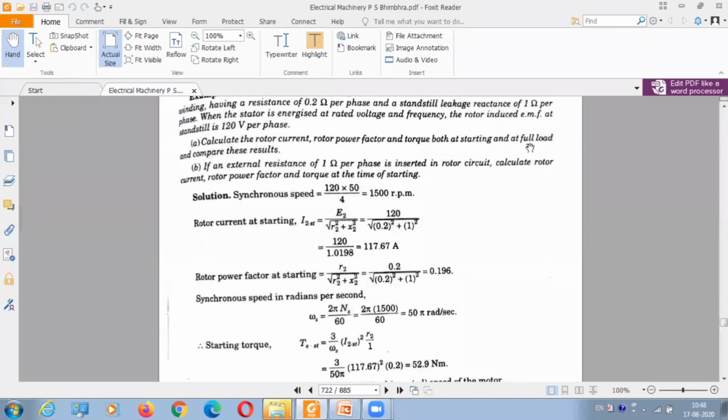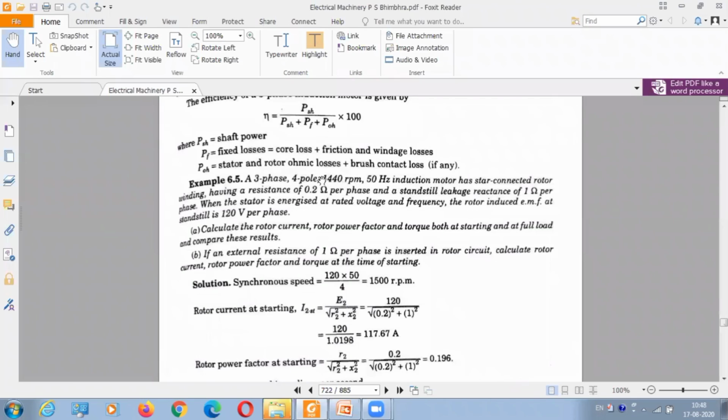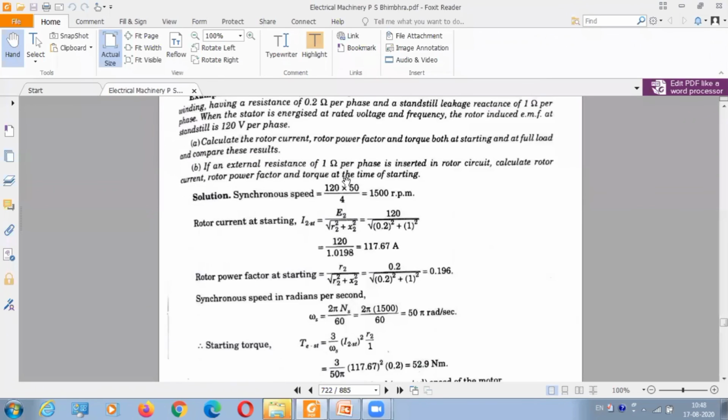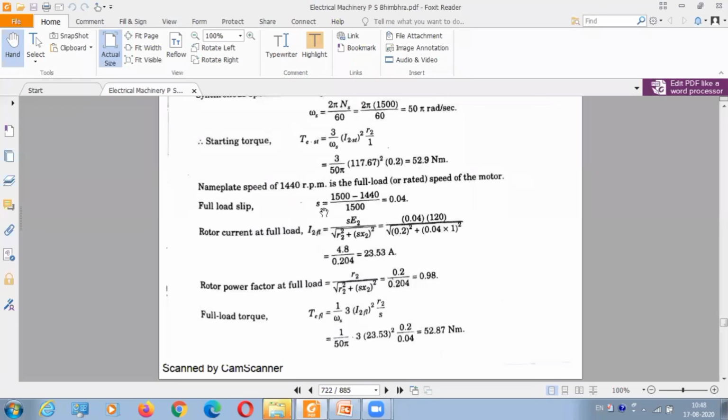Now we are also told to find out at full load. Full load speed means this one only. No other speed is given. That means you have to consider this as full load speed only. So this is NR, and you can calculate your slip. You get your S value.